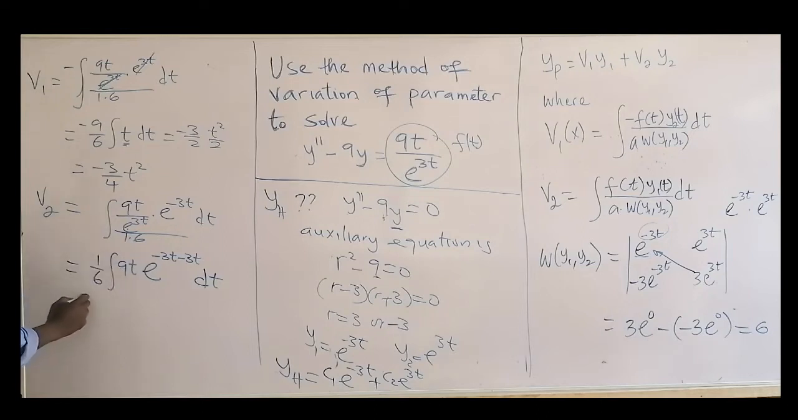So we can bring this 9 outside, and that will be what? 9 over 6, and that is 3 over 2. 3 over 2 integral of t e^{-6t} dt. So with these two functions now as a product, t times this, that will call for integration by parts.